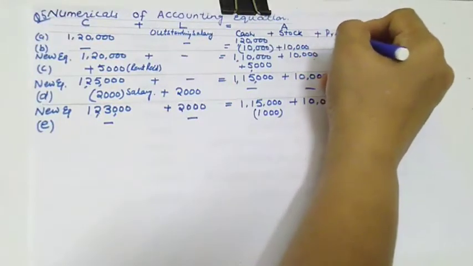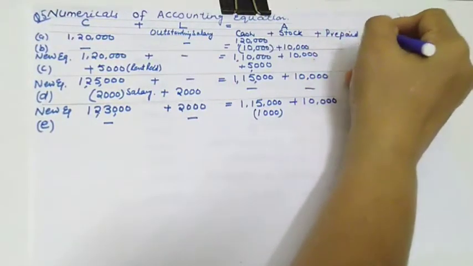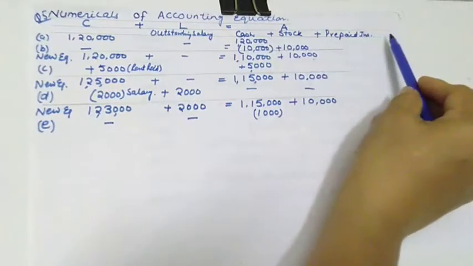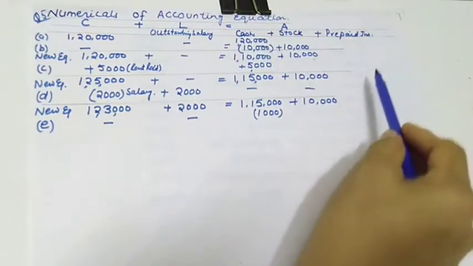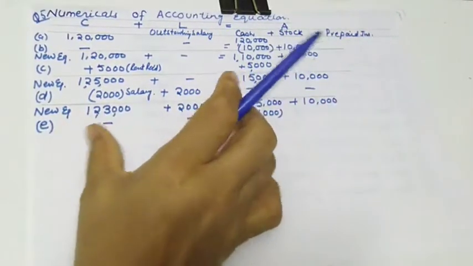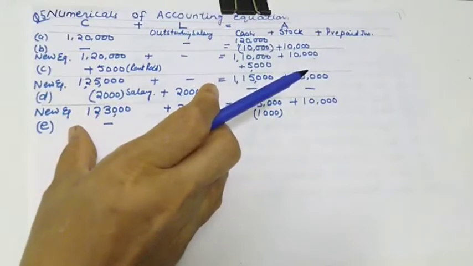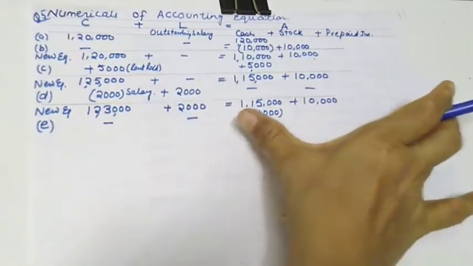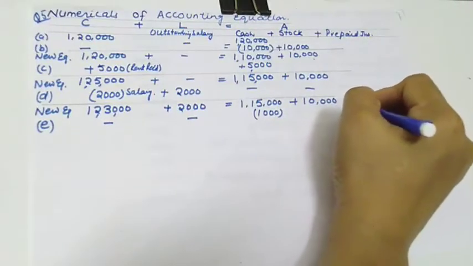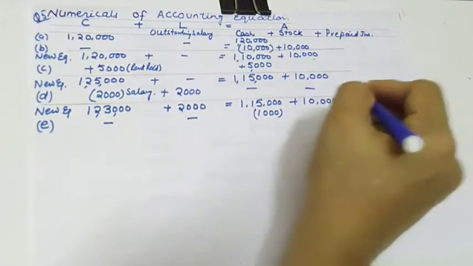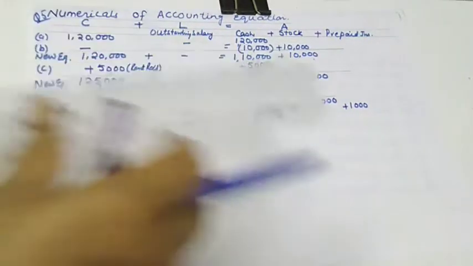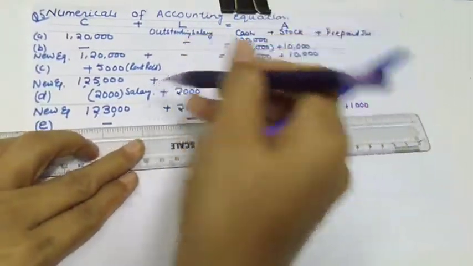What is the name of this new item? Prepaid insurance. I told you that always leave more space here because here we'll keep on adding the new assets. So whenever you are drawing it, try to keep less space for C plus L and more space for assets. So a new item will appear with rupees 1,000 and your cash will reduce due to prepaid expenses.